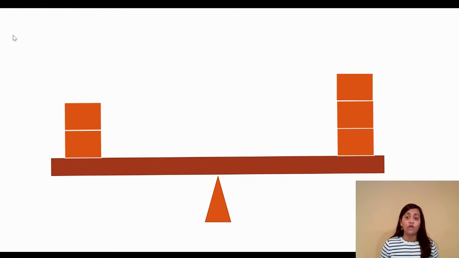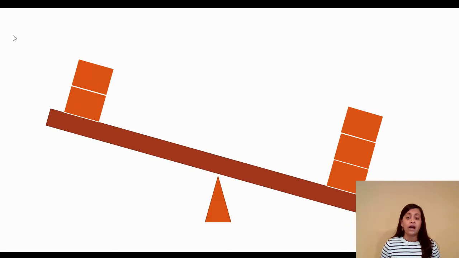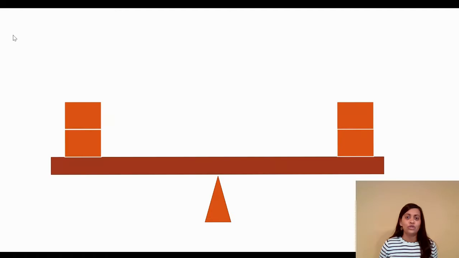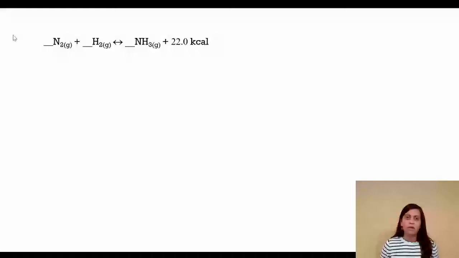Now, if we added a third block to the right-hand side, we think about, okay, so the right-hand side would go down, the left-hand side would go up. And so that means that it's favoring the reactants or the reverse direction of this reaction. So if we want to bring it back to equilibrium, we'll add two blocks, or we'll remove that block and establish that equilibrium. So again, think about that seesaw.